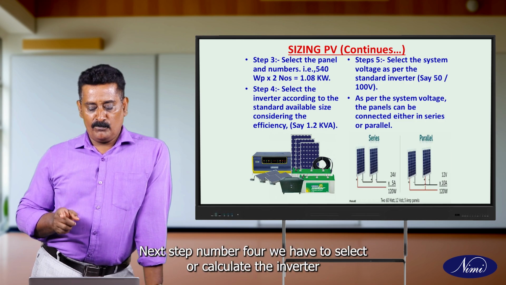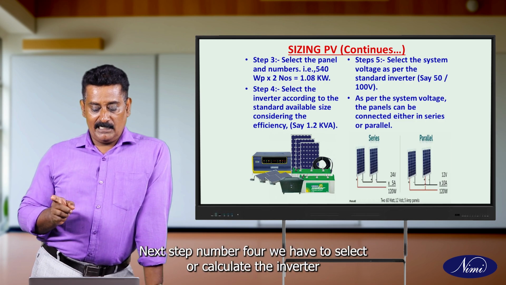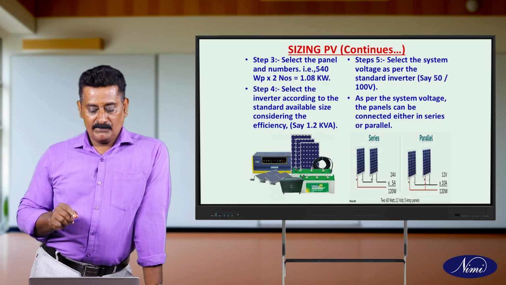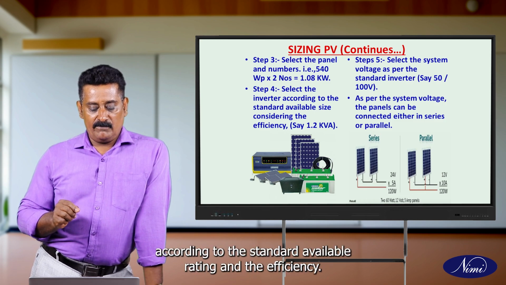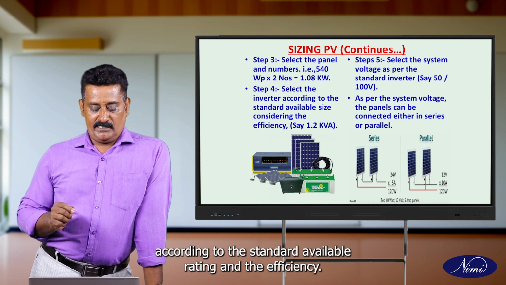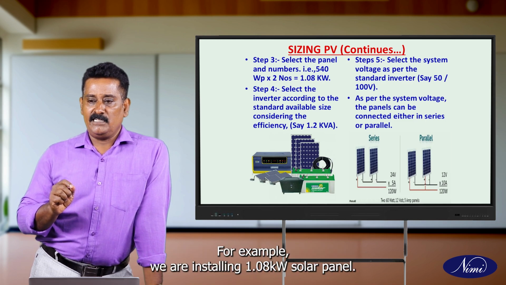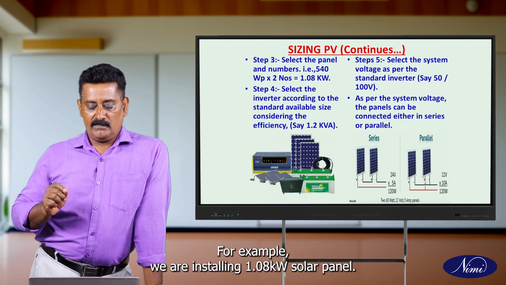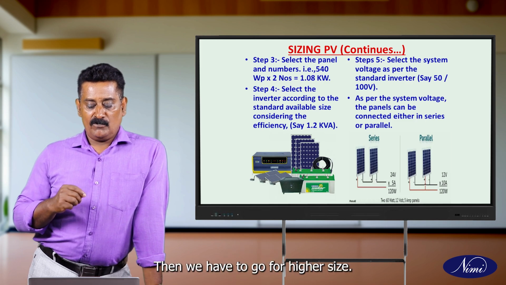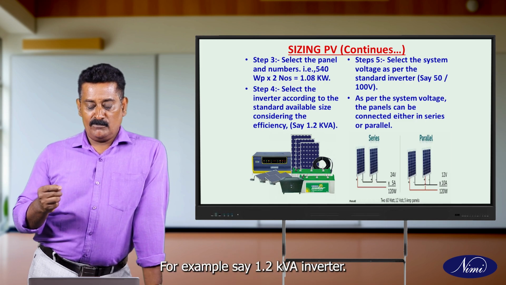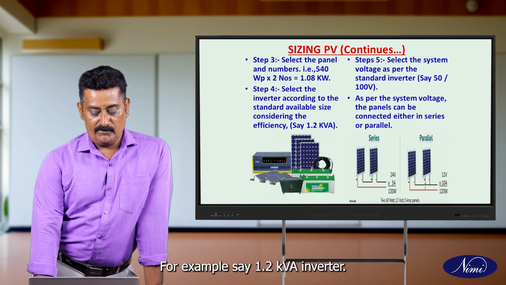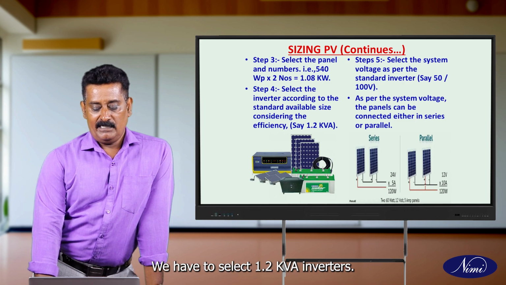Next, step number 4: we have to select or calculate the inverter according to the standard available rating and efficiency. For example, we are installing a 1.08 kilowatt solar panel, then we have to go for a higher size, say a 1.2 kVA inverter. We have to select a 1.2 kVA inverter.